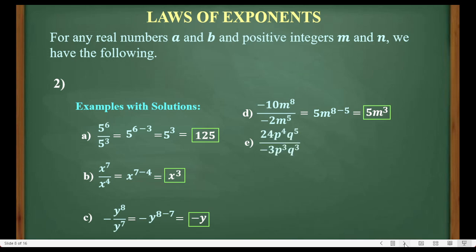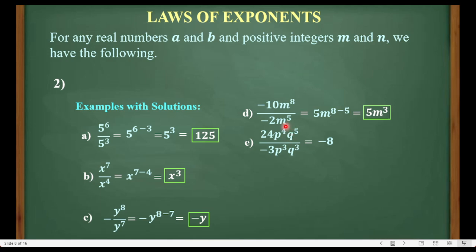We have 24p to the 4th q to the 5th divided by negative 3p cubed q cubed. Okay, just like letter D, the numerator and denominator contain coefficients. One is from the numerator, which is 24, and the other one is from the denominator, which is 3. So what you will do there is divide 24 by negative 3 first. Since they have different signs, the quotient is negative. Particularly, negative 8, because 24 divided by 3 is 8.